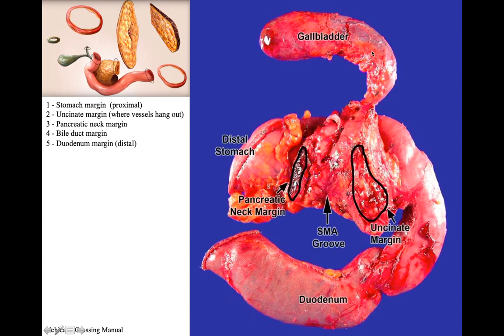Sometimes the gallbladder can be received whole. So I guess in that case you don't really have a bile duct margin. No, I think you would still have it. No, I'm actually not quite sure because I have never received a Whipple with a gallbladder attached. But I'm assuming if you don't have a bile duct that was cut, you technically don't have that margin there. So you'd only have, I guess, four margins in this case. But generally there are five.